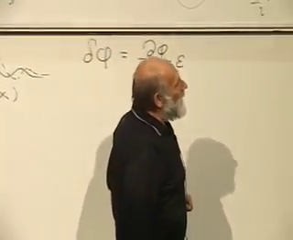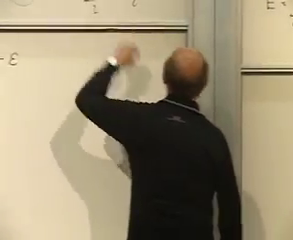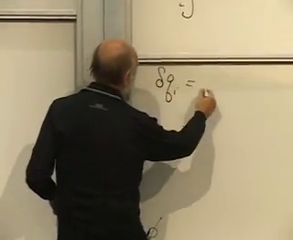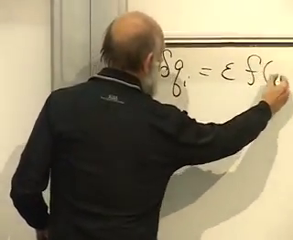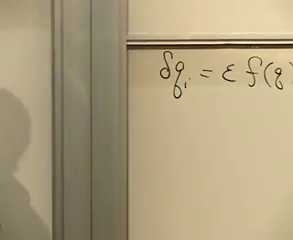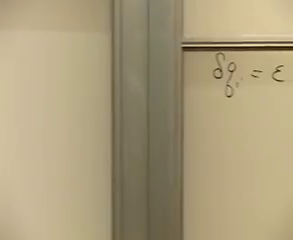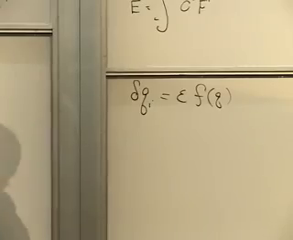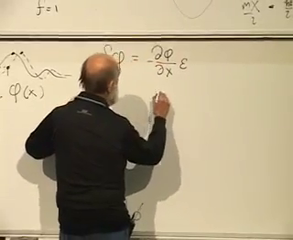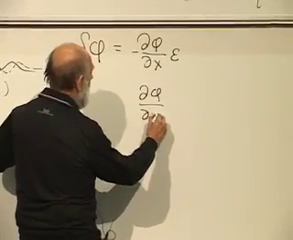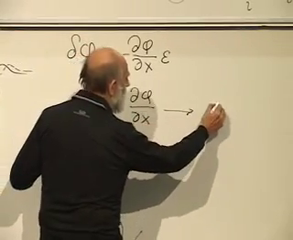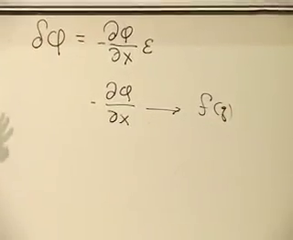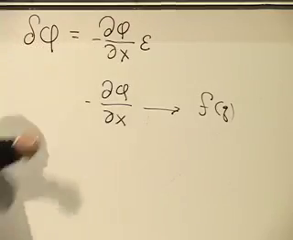Well, that's an example. It's a special case of this idea that delta q, the change in a q, is epsilon times a function of all the q's. In this case, epsilon is just epsilon, but f of q is the partial of phi with respect to x. That's what represents f of q, the small displacement or the small change in phi when I do the operation.